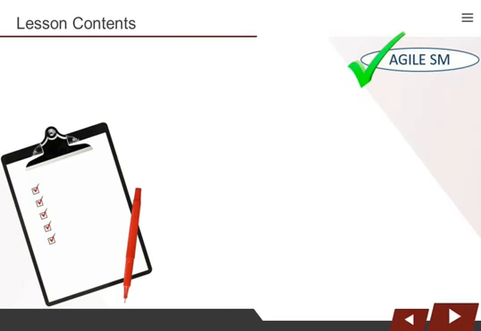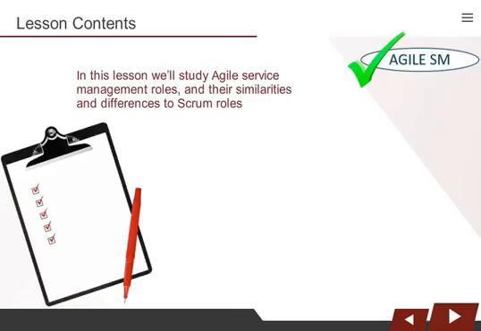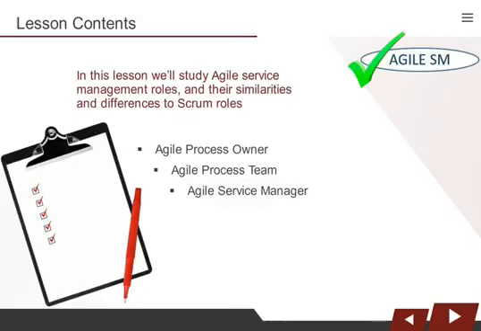Welcome to Lesson 7. In this lesson, we'll look at the Agile Service Management roles, including their similarities and differences when compared to the Scrum roles. We'll study Agile Process Owner, Agile Process Team, and Agile Service Manager. As we study, think about whether these roles exist in your organization. They might be called something different, or might only partially exist.